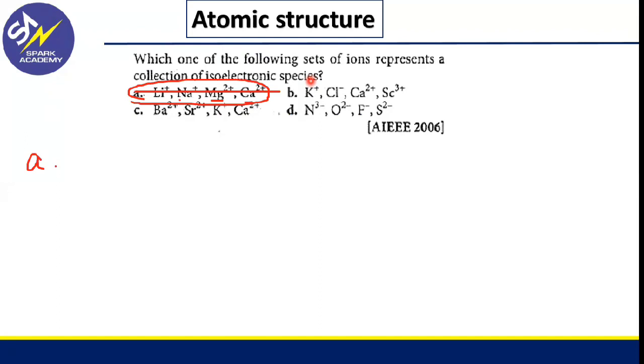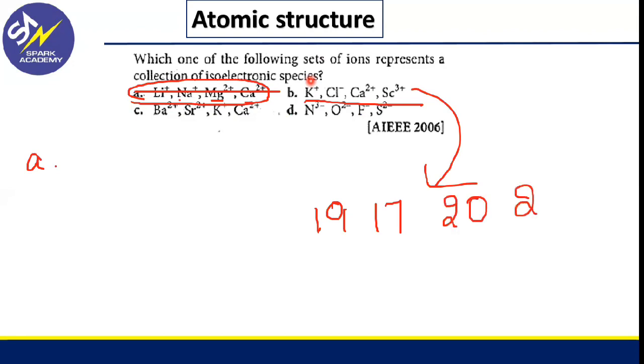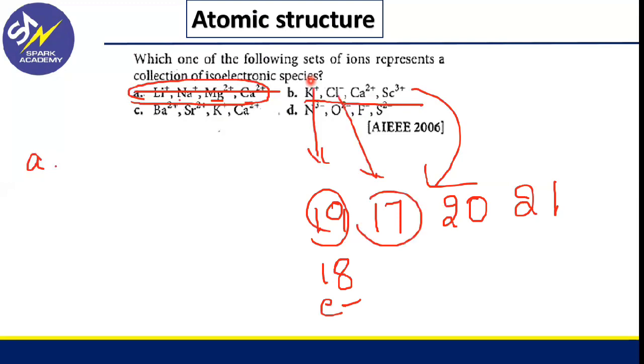Now let's look at this option. Potassium, chlorine, calcium, scandium. This can be the answer. Potassium has 19 and chlorine has 17 as the atomic number, calcium has 20, scandium has 21. This is the possible answer, isn't it? So it is K plus, which means the number of electrons is 18. These are the atomic numbers of each: potassium, chlorine, calcium, and scandium.